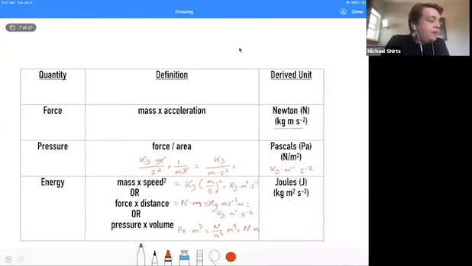And that is the introduction to SI units, especially thinking about derived units. So I would practice some of these, especially the pressure and the energy. They'll come back later in the semester.